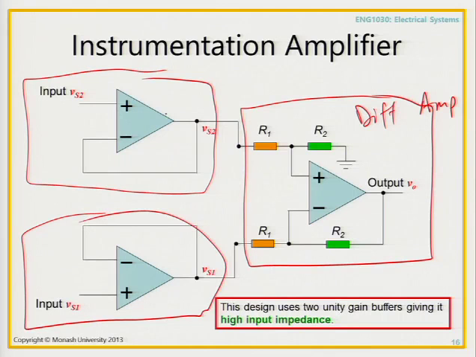So what is this? This is an op-amp. Is it in negative feedback? Yes. So the voltage here is equal to the voltage here, right? So the voltage at this point is just the same as VS2, right?